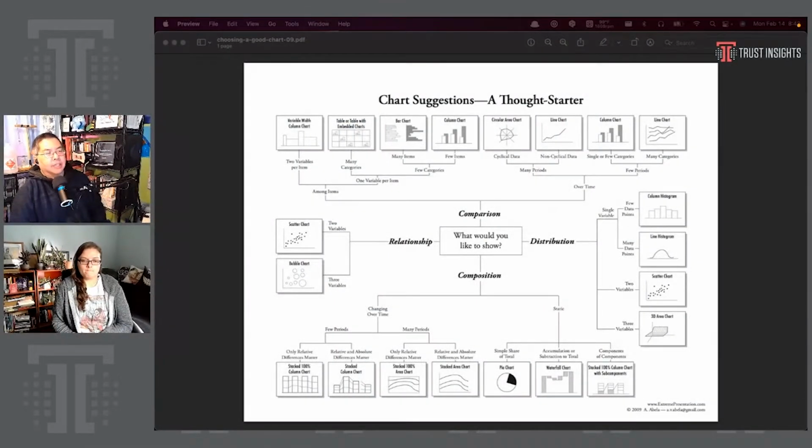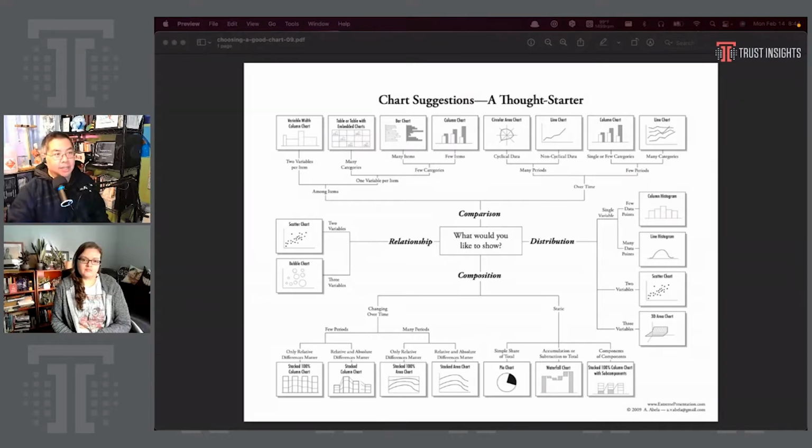Gotcha. I really like this flow chart that Dr. Andrew Abela came up with a number of years ago, I think in 2009, and it's really handy. Let's bring it up here. Essentially, you start in the middle and ask what would you like to show? There are four types of visualizations. There's comparison, where you're comparing one thing to another. There's distribution, which is looking at the statistical layout of your data. There's composition, which is fancy for saying what's in the box. And then there's relationship: how do variables relate to each other, which is different from comparison.